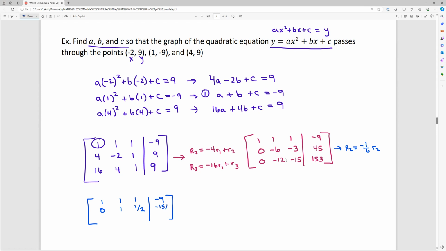You want to leave it in fraction form. And then we didn't do anything to the bottom. So -0, -12, -15, and 153. So notice now I have my 1 in that correct position so that we can zero out everything above and below that. So if you look at this next part, row 1, we need to get rid of the 1 that's right above our circled 1.